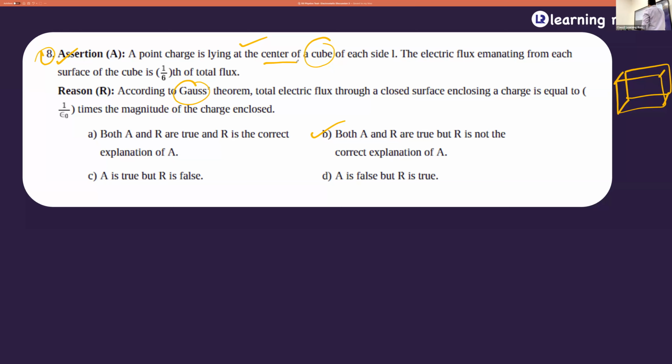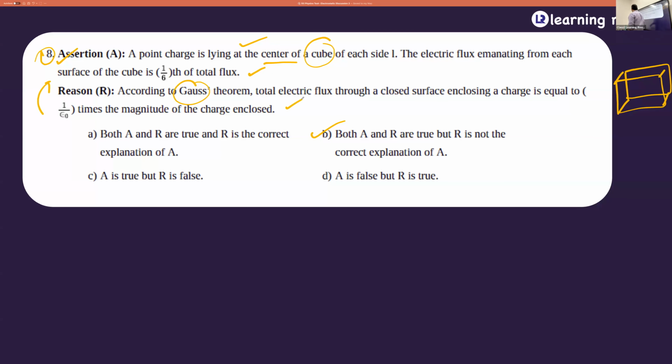So the electric flux from the surface is 1 by 6th of the total flux. It makes sense, it's correct. The second one is, according to Gauss theorem, the total electric flux through a closed surface enclosing a charge is equal to 1 by epsilon naught times the magnitude of the charge enclosed. So is the reason correct or not? The reason they have given is basically the statement of Gauss law. I feel it is right only. Is there any mistake you are able to see? I think it is right, no?